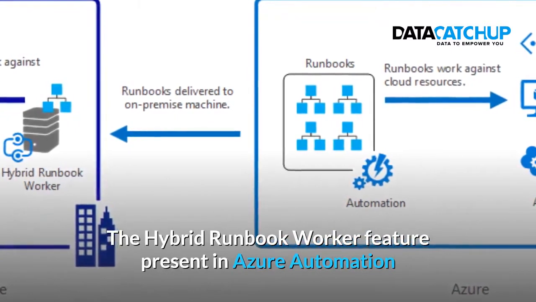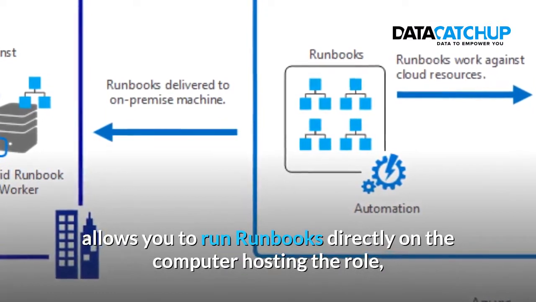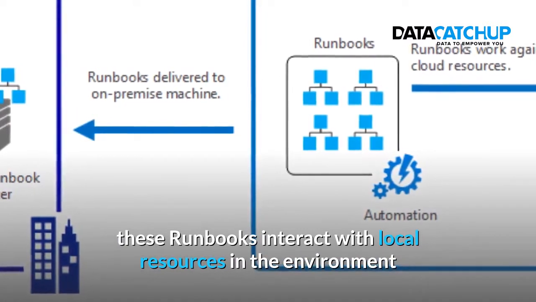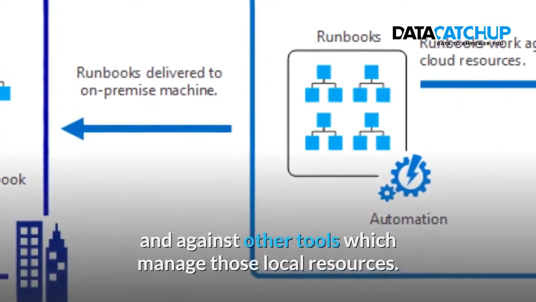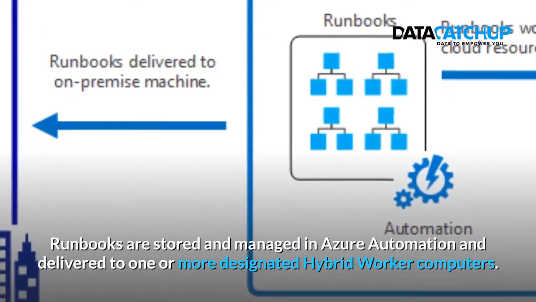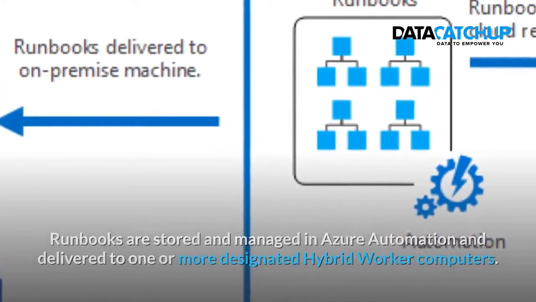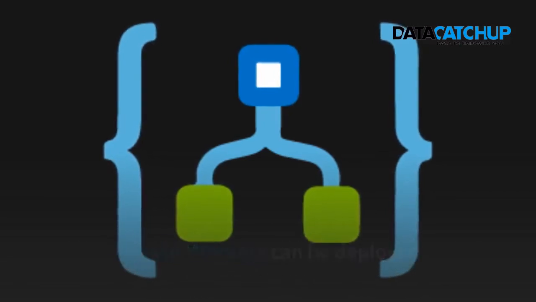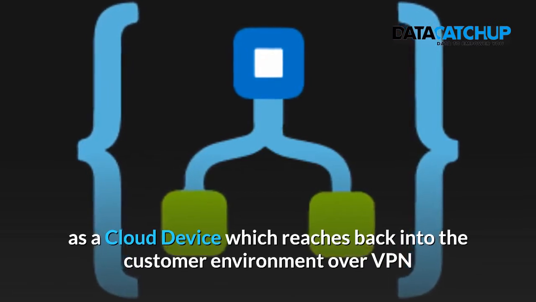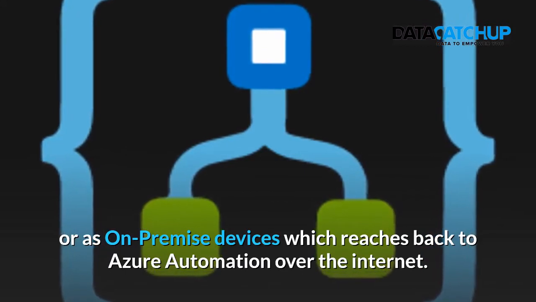The hybrid runbook worker feature present in Azure Automation allows you to run runbooks directly on the computer hosting the role. These runbooks interact with local resources in the environment and against other tools which manage those local resources. Runbooks are stored and managed in Azure Automation and delivered to one or more designated hybrid worker computers. Hybrid workers can be deployed as a cloud device which reaches back in the customer environment over VPN, or as an on-premise device which reaches back to Azure Automation over the internet.